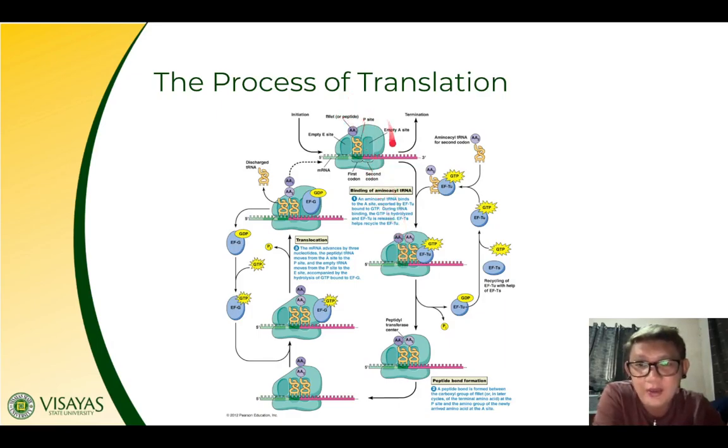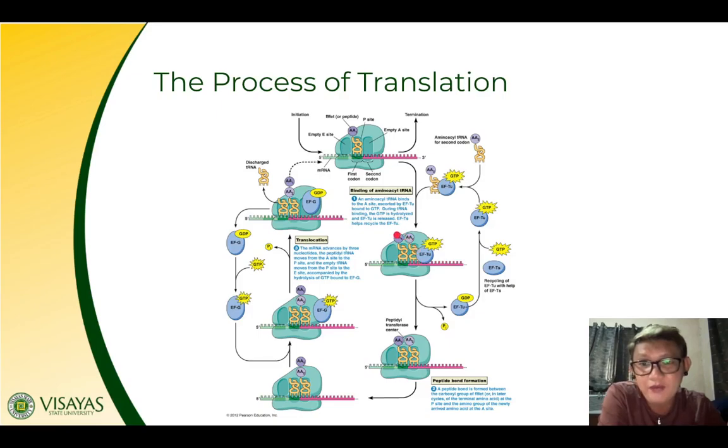An aminoacyl-tRNA binds to the A site, escorted by the EF-Tu bound to GTP protein. During the tRNA binding, the GTP is hydrolyzed and released here. Okay. At the A site, another tRNA that contains another amino acid that is corresponded by this codon will attach at the A site.